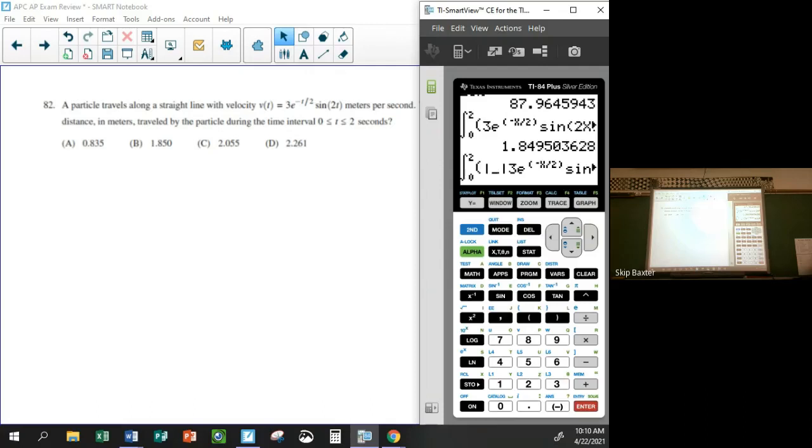Okay? You can see why they put 1.85, right? That's probably a very common mistake that people make. Any questions about that? It's definitely absolute value of velocity that you want to take the integral of. Same thing goes for if it's a graph of a velocity function. If it goes below the x-axis, you don't want the integral, you want the total area between the curve and the x-axis.